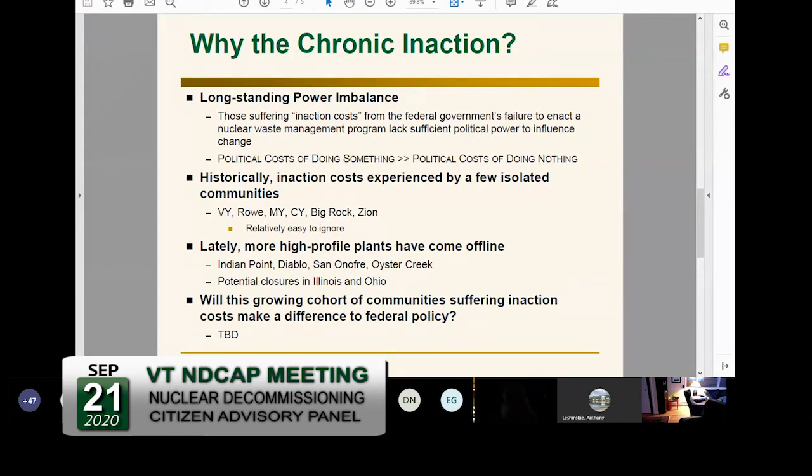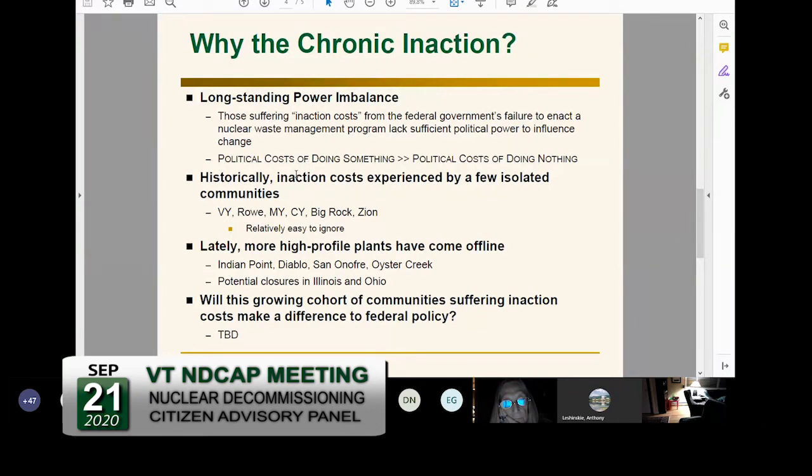Lately, you're seeing, however, bigger, more high-profile plants coming offline. Indian Point, Diablo, San Onofre, Oyster Creek, and also potentially 4 in Illinois and Chicago. And the multi-billion-dollar question is, will this make a difference? Will this move the needle? And the answer is, I don't know. The answer is nobody knows.